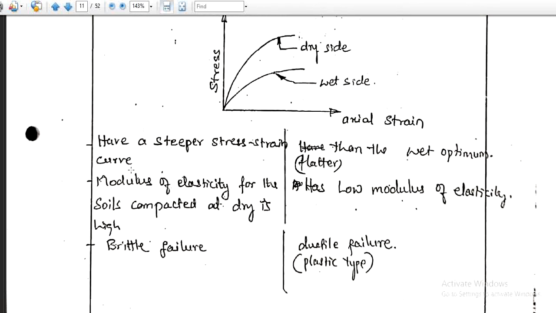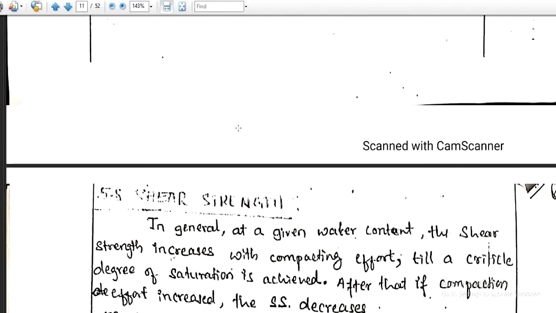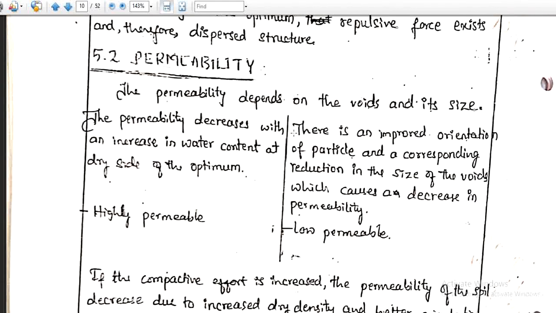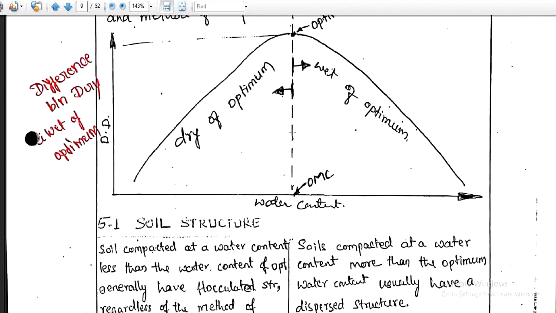Dry of optimum has a steeper stress strain curve. Modulus of elasticity for soil compacted dry of optimum is high, with brittle failure. In case of wet of optimum, a plastic type of failure is there, that is ductile failure, with low modulus of elasticity. So this is the effect of compaction on properties of the soil.